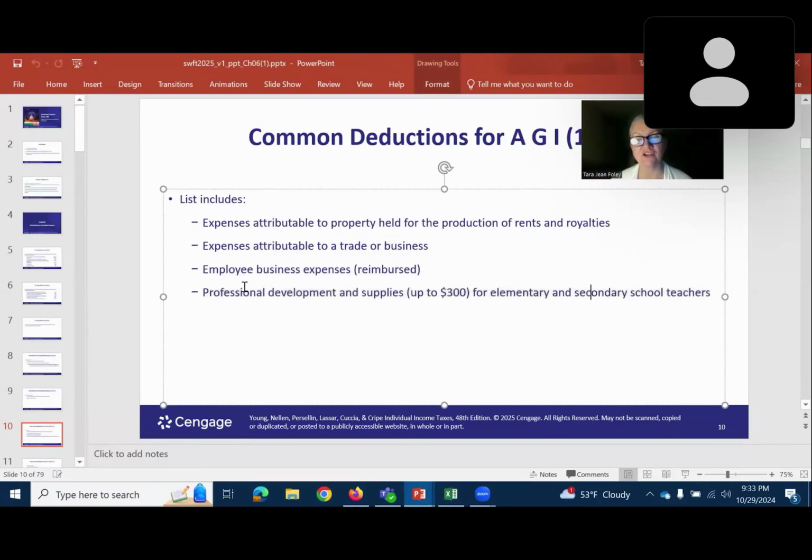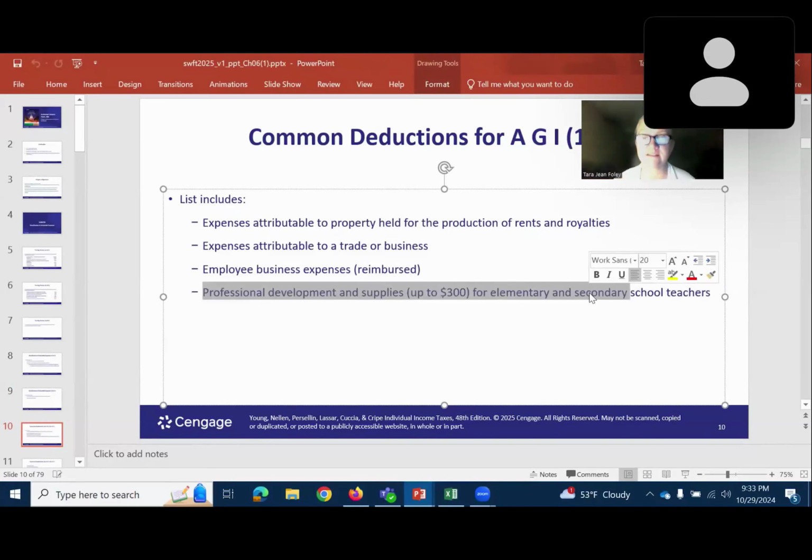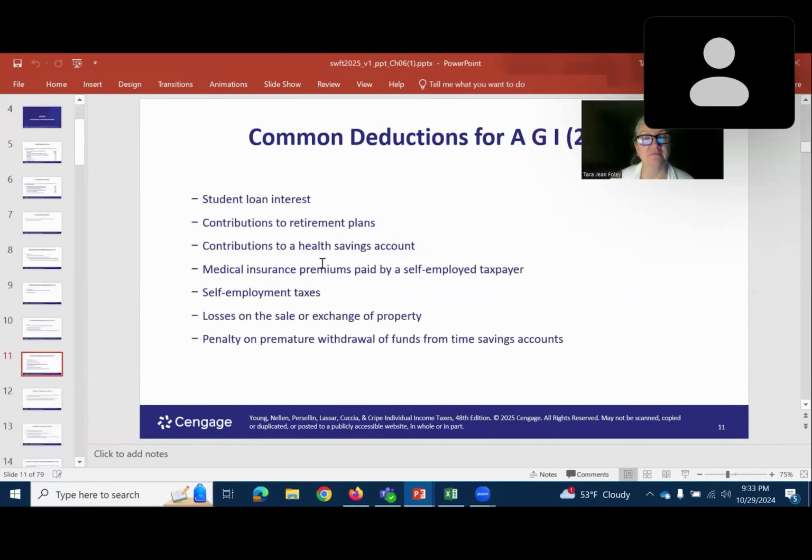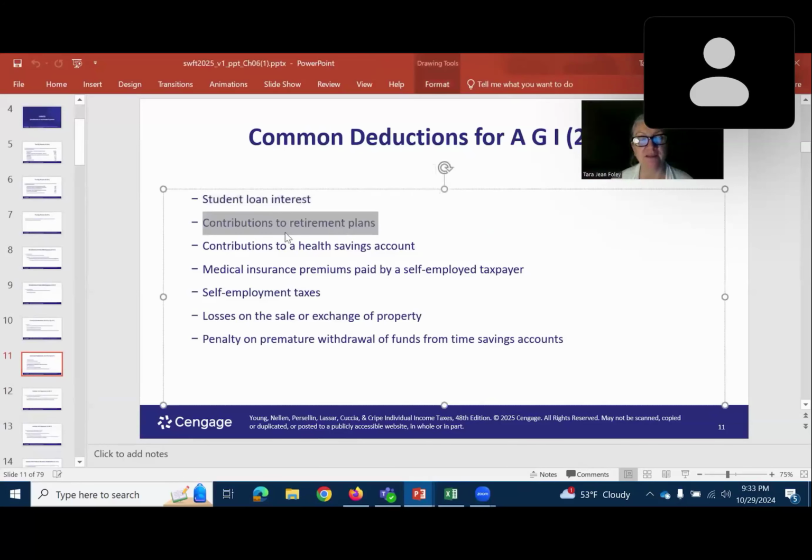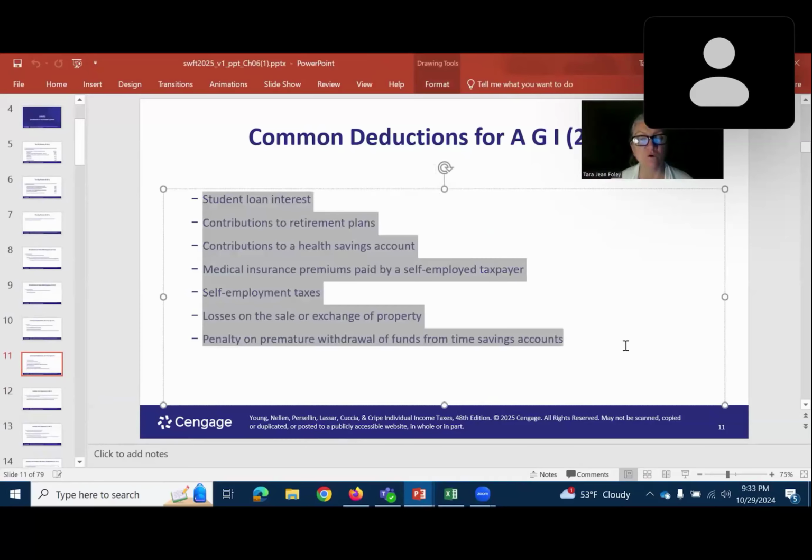As a teacher, you're allowed to deduct up to $300. It was $250 last year, so it's $300 this year. It'll change each year, so depending on when you're listening to this, it's going to change. So those are above the line. These are all on your Schedule 1 that I just described to you. Student loan interest, contributions to a retirement plan, health savings plan. These are all examples of deductions for AGI that are on Schedule 1.